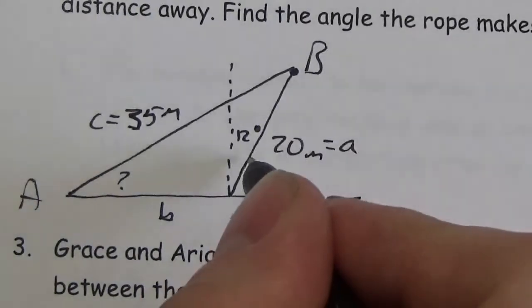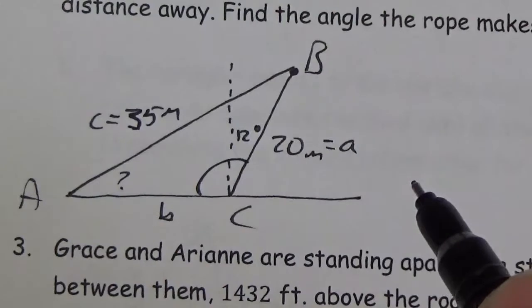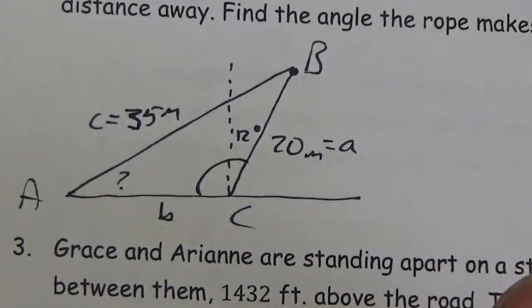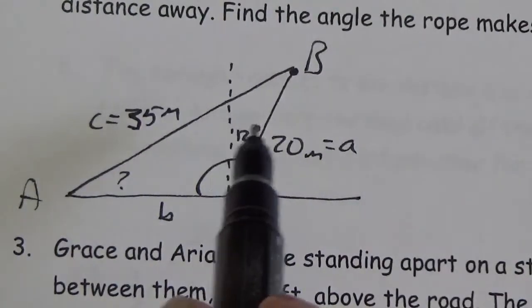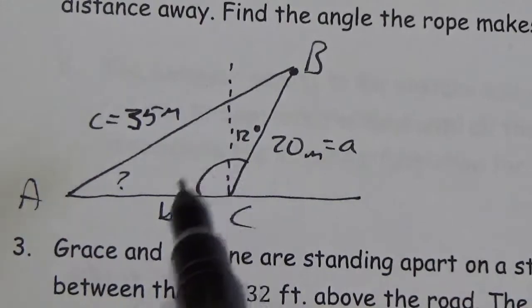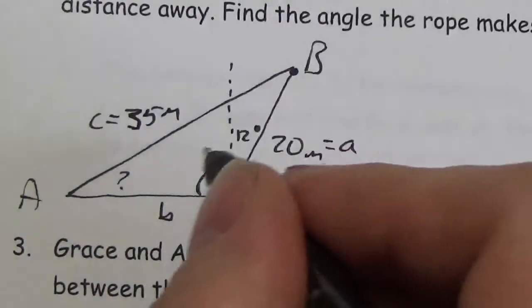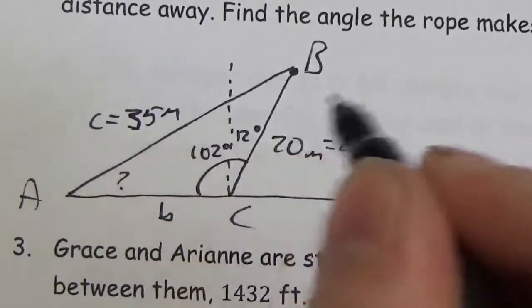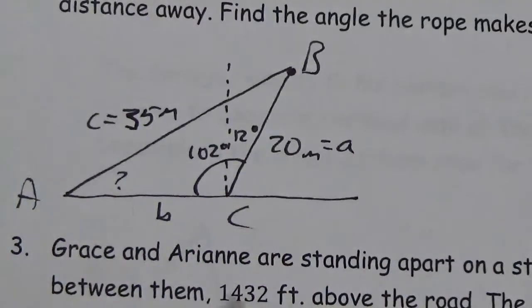I know that angle C is going to be what? Just think about that for a second. I know that this angle is 12, but I also know that the vertical makes a 90-degree angle here, so altogether that's going to be 102 degrees. So I know angle C, and I want to figure out this angle here, A.